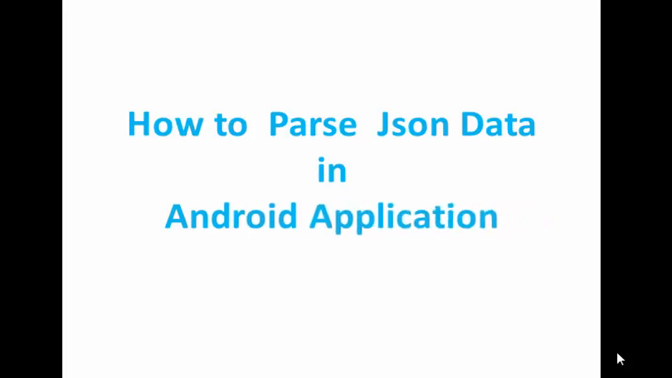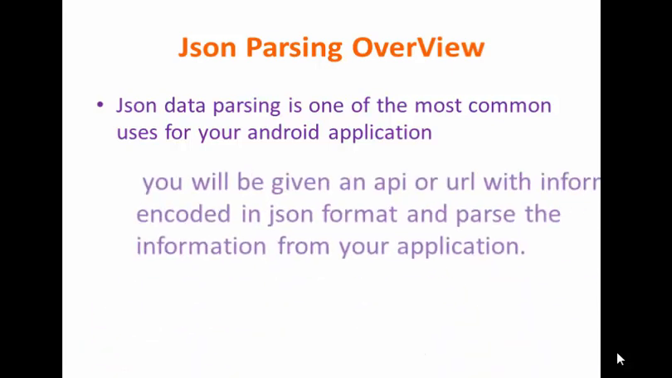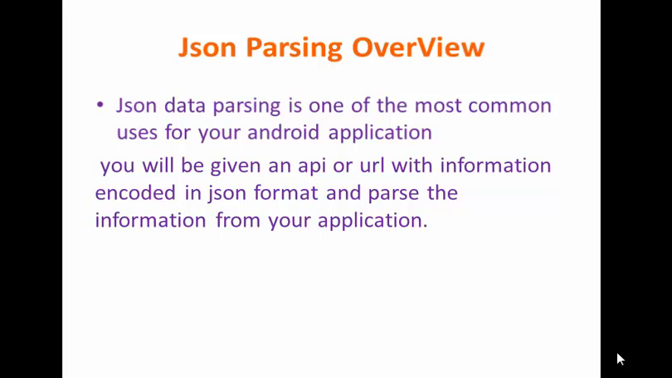In this tutorial, we will see how to parse JSON data in Android application development. What is JSON parsing? JSON data parsing is one of the most common uses in Android application development. JSON data is very lightweight, structured, easy to parse and human readable. You will be given a URL with information encoded that you have to parse in your Android application.